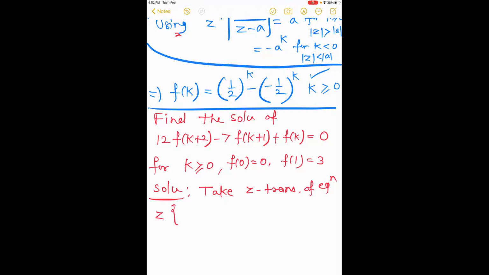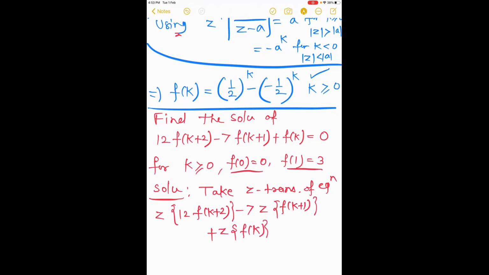No, no. There are other terms, no? F of k plus 2, k plus 1. F of 1 is given as 3. You have to make use of that. These two terms. So this is Z transform of 12 into F of k plus 2, first term, minus 7 is common, you can take it, Z transform of F of k plus 1, and plus Z transform of F of k.